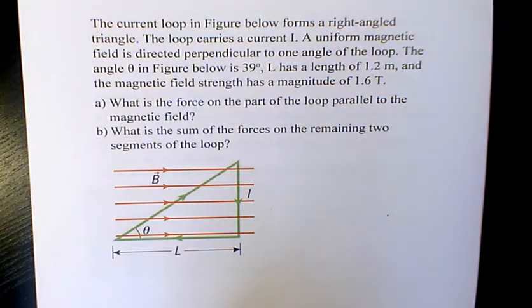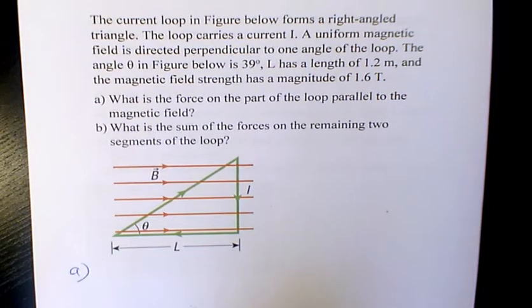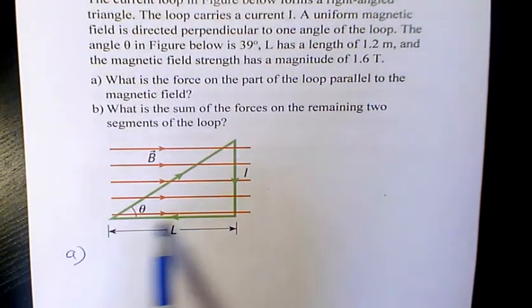Here it says the current loop in the figure below forms a right angle triangle. The loop carries a current I. A uniform magnetic field is directed perpendicular to one side of the loop, and the angle theta in the figure below is 39 degrees. L has a length of 1.2 meters and the magnetic field has a magnitude of 1.6 Tesla. Part A, what is the force on the part of the loop parallel to the magnetic field? It means that this side.